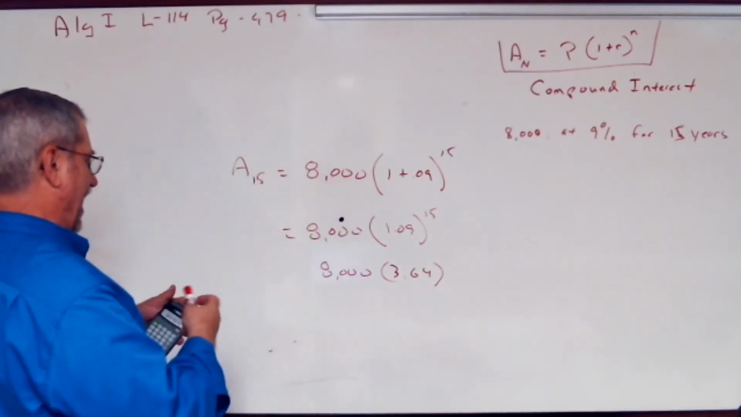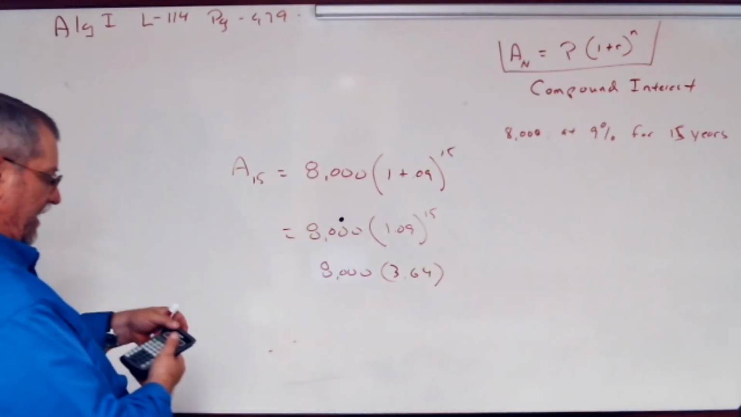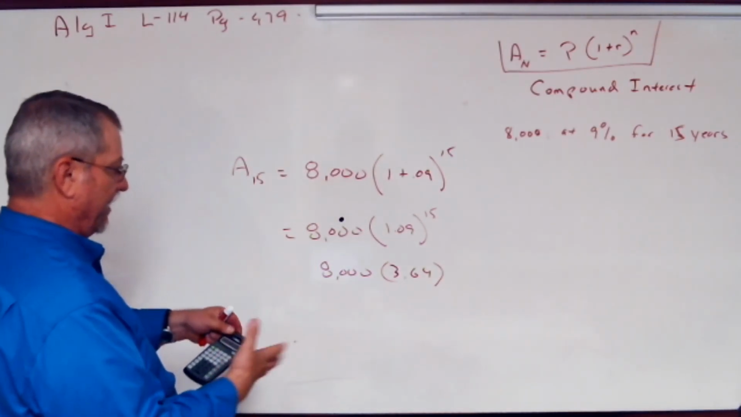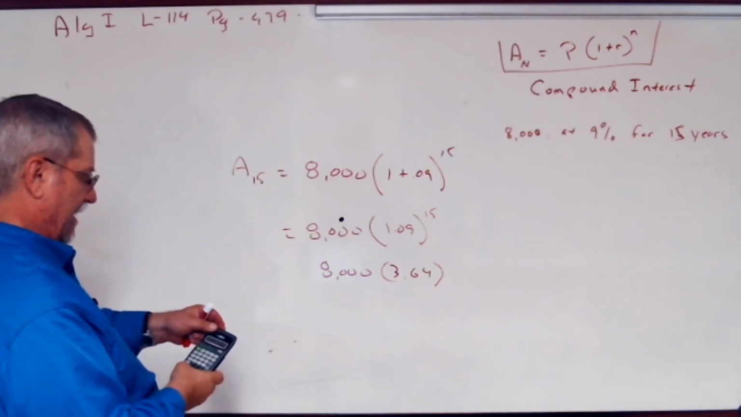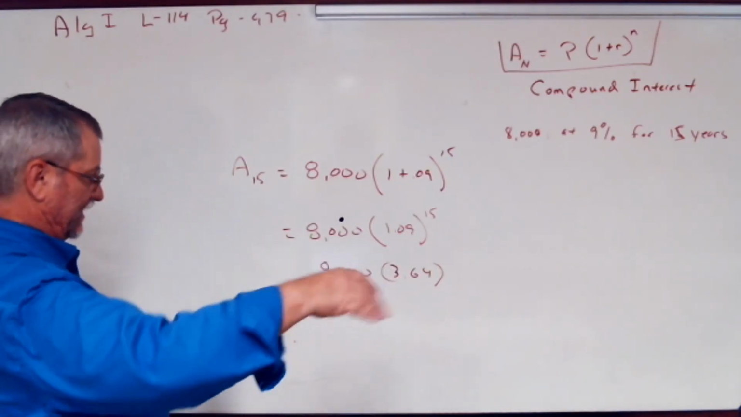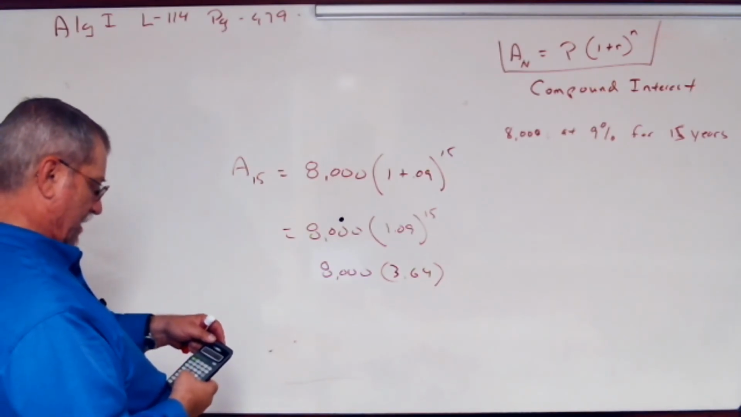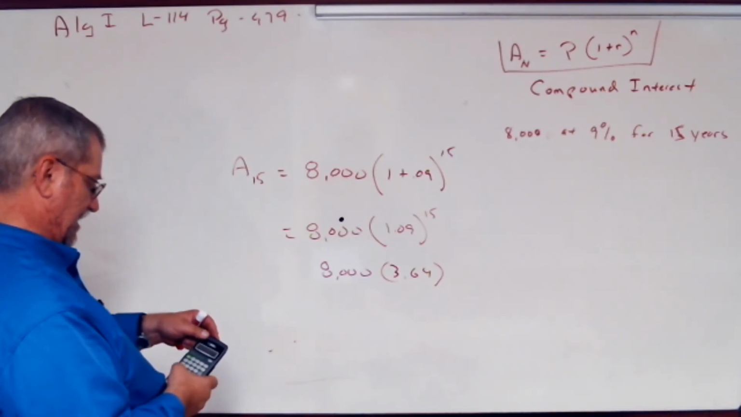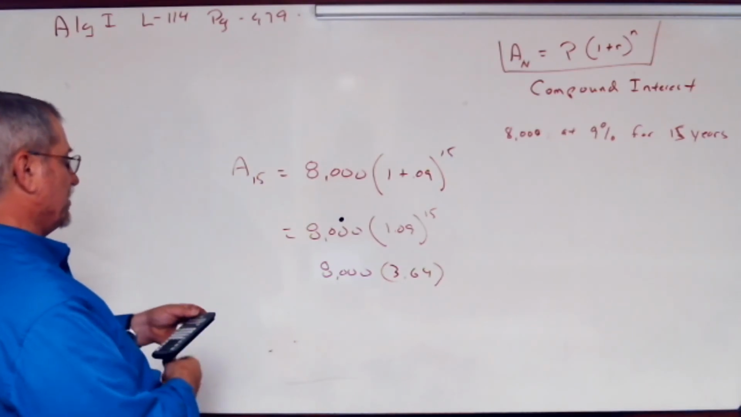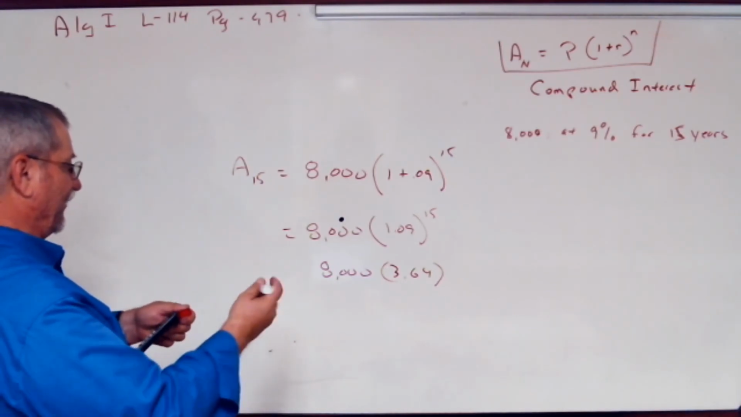Okay, so now since I rounded it off, I want to clear it off here and start over again. 8,000. If I just hit times, I'll use that whole extended decimal, and it makes a little bit of difference in the number. Times 3.64 equals. So here's what I get after 15 years.